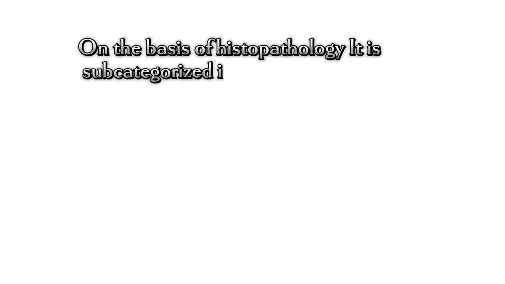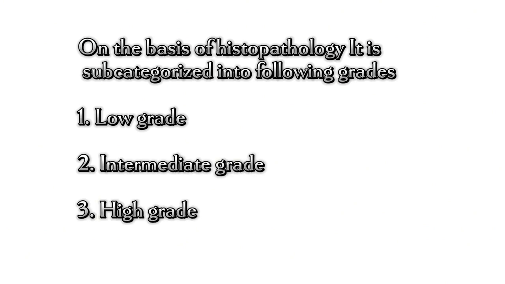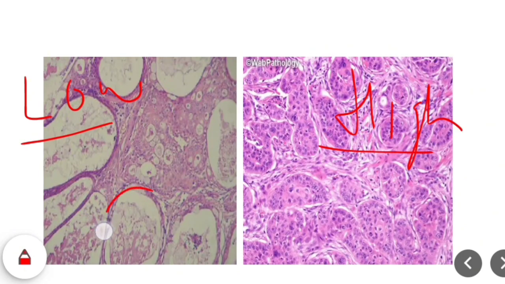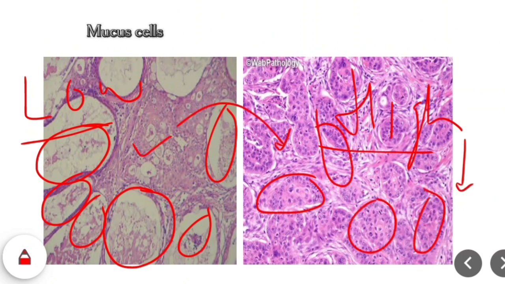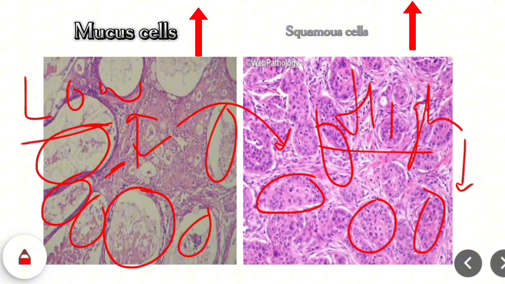On the basis of histopathology, it is subcategorized into the following grades: 1. Low grade, 2. Intermediate grade, 3. High grade. Low-grade tumor has multiple cystic spaces, whereas high-grade tumor contains more solid islands. Low-grade tumor contains a high proportion of goblet mucus-secreting cells and few nests of squamous cells, whereas high-grade tumor contains fewer mucus-secreting cells and a high proportion of stratified squamous epithelial cells.